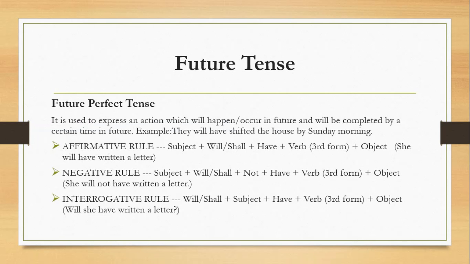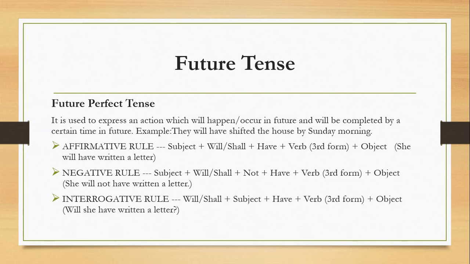Then comes future perfect tense. We do not use future perfect tense and future perfect continuous tense much. Future perfect tense is used to express an action which will occur in future and will be completed by a certain time in future. For example, they will have shifted the house by Sunday morning. So we have an estimated time for it. For affirmative: subject plus will or shall plus have plus verb, V3 is used here, plus object. She will have written a letter.